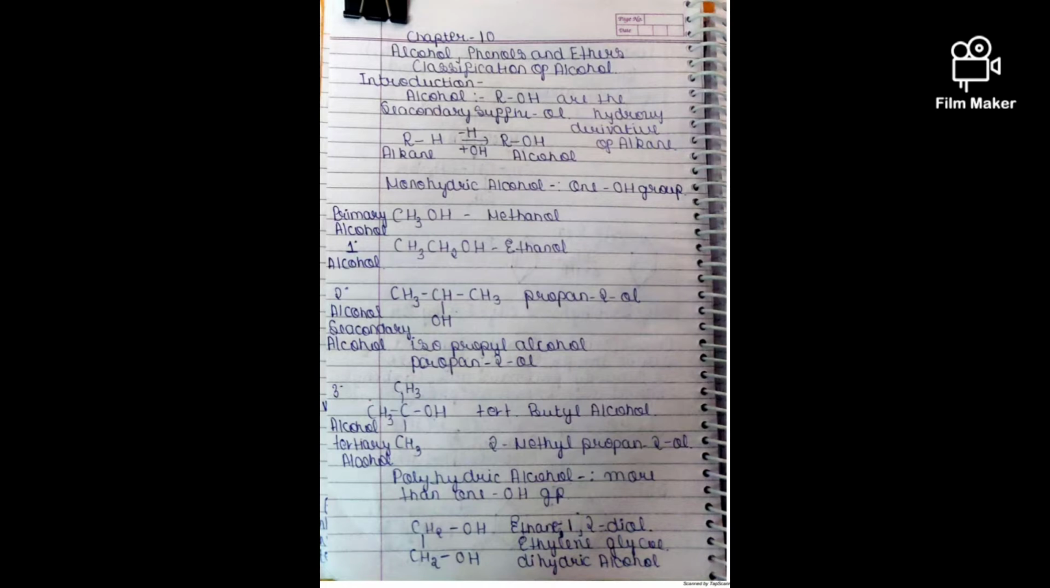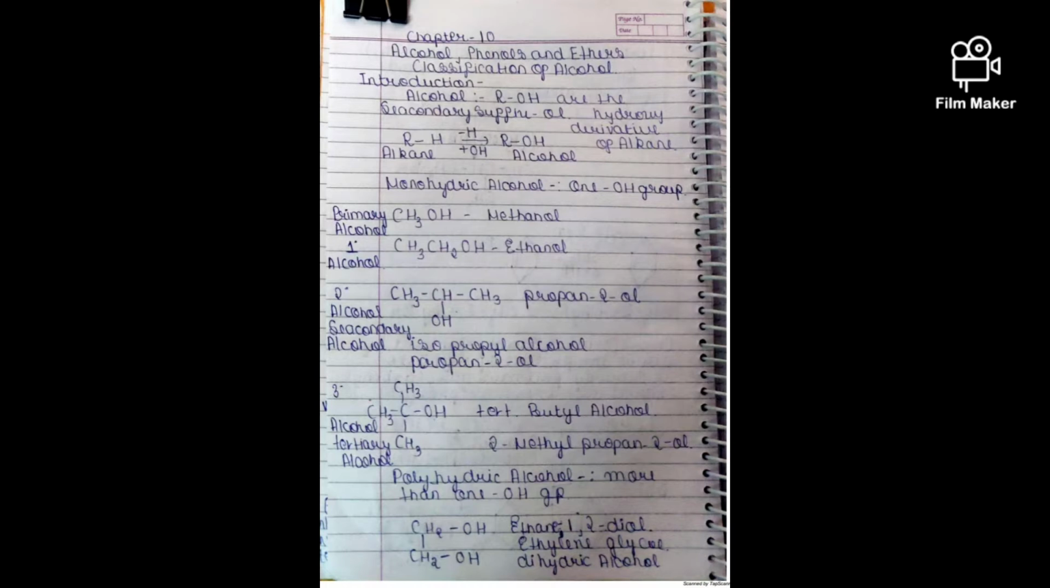As shown in the reaction, how we can make alcohol, how we can prove that it is the hydroxy derivative of alkane. If we remove H from alkane and add OH, then it will form alcohol. Now classification of alcohol. In classification of alcohol, we have classified alcohol in three types: monohydric alcohol, dihydric alcohol and trihydric alcohol.